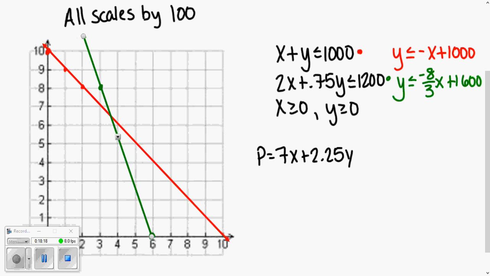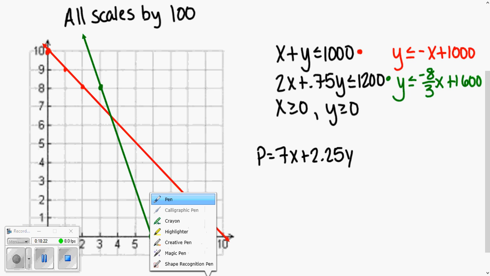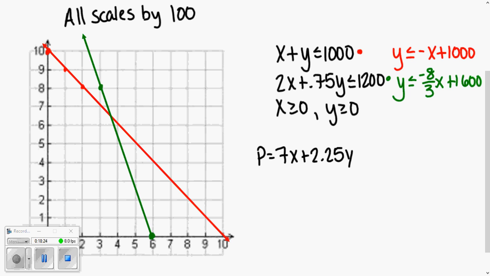And then, of course, my last two, I'm actually going to put them both in under the same color. So I used red, I'll use blue this time. It's just my x and y axis. It keeps me in the first quadrant. So my feasible region here is below everything. It ends up being all of this.